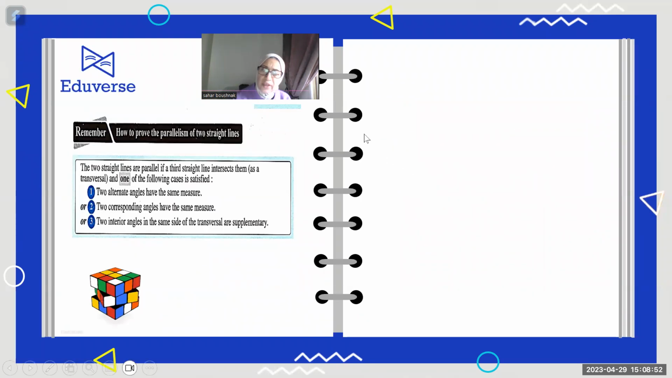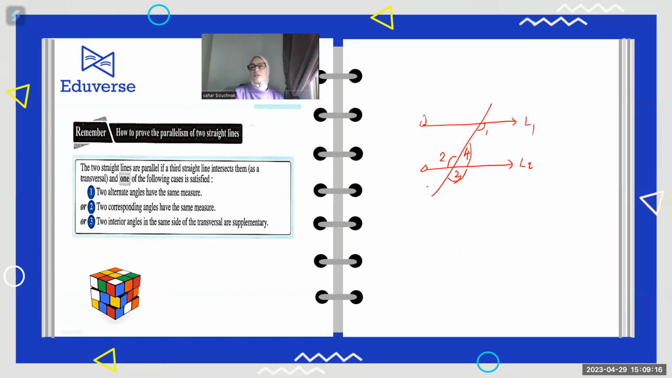Remember, if you want to prove that two lines are parallel, so if you want to prove that L1 is parallel to L2, you must find any one of these three relations: two alternate equal angles, or two corresponding angles, or you can find two interior angles on one side of the transversal where the sum of them is equal to 180 degrees.